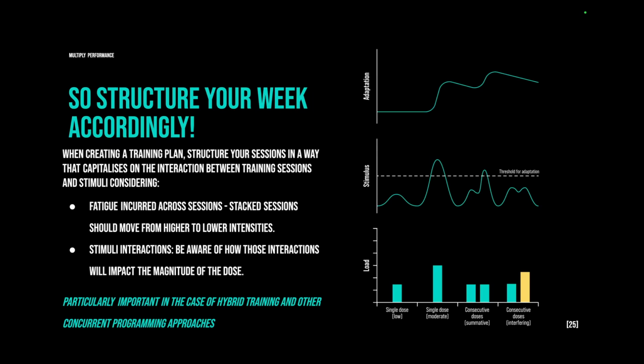The opposite is true when it comes to consecutive days of interfering stimuli. So if I'm doing a running workout the day before I do a strength workout, the AMPK pathway associated with that running workout might interfere with the mTOR pathway associated with that strength workout. And as a result, I might see a diminishing return, or I might struggle more to reach the threshold of adaptation in that subsequent session. Those are the things that you want to consider, particularly if you're working with hybrid athletes or you're taking a more concurrent approach to your training.